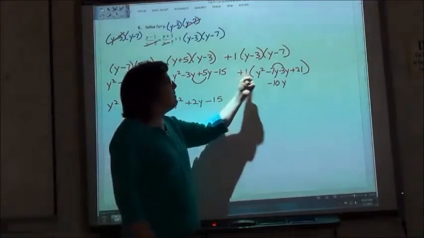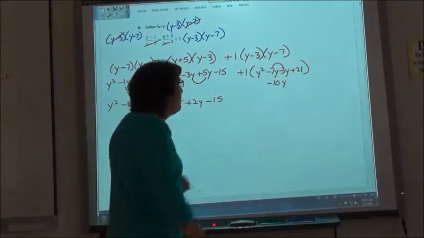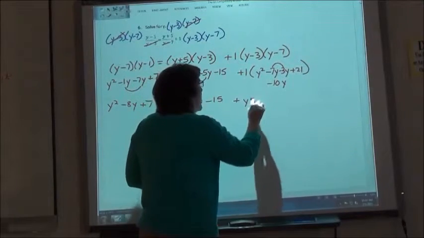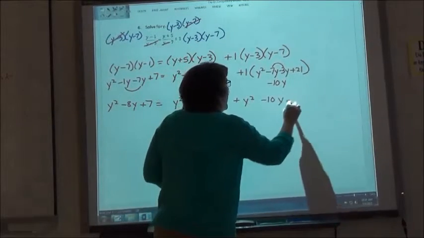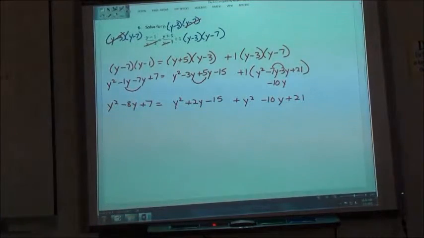Now, technically I'm multiplying all these by a plus 1, which isn't going to change them at all, right? So we're going to have a plus y squared, a minus 10y, and a plus 21. So what should I do with that mess?